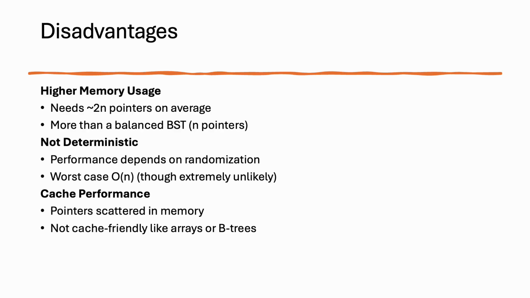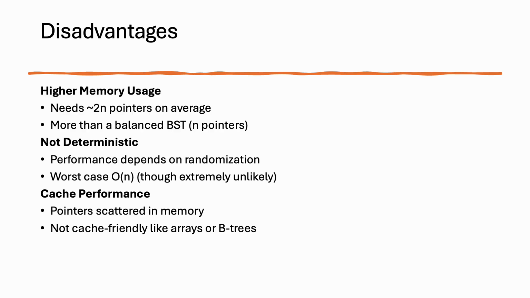Skip lists are not perfect. Let's discuss when to avoid them. First, they have higher memory usage, requiring about 2n pointers on average, which is more than balanced BSTs with n pointers. If memory is tight, this matters.